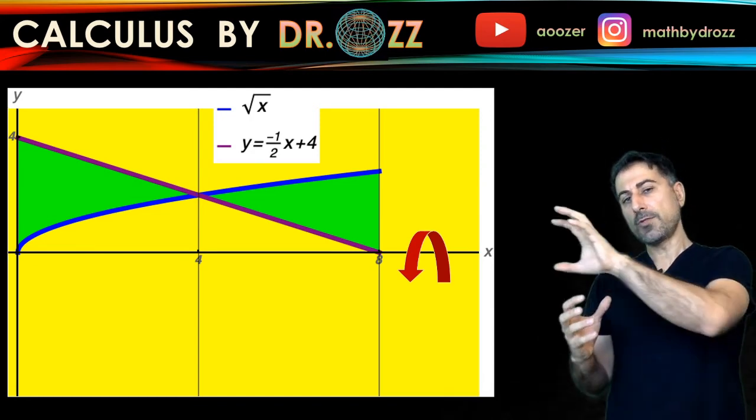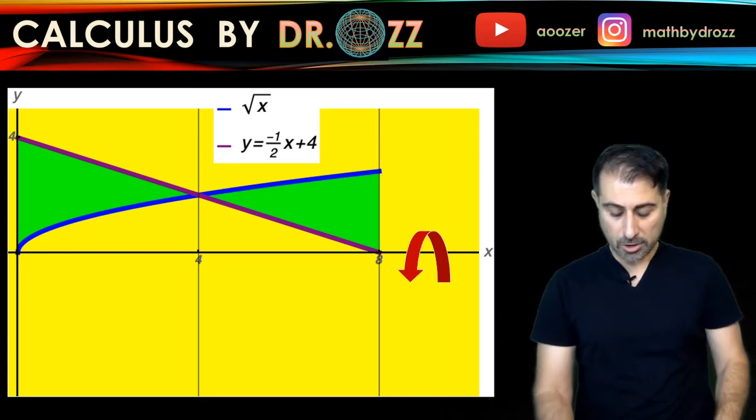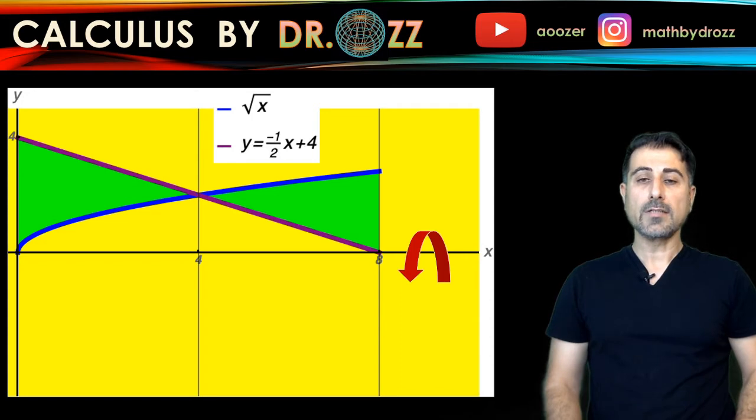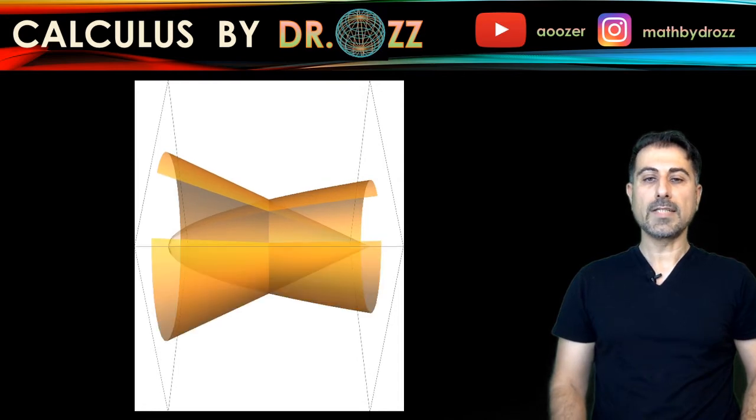So essentially, for each green subregion, we're going to get a different three-dimensional object. Let's see what they look like. You roll this around, and this is exactly what we got.